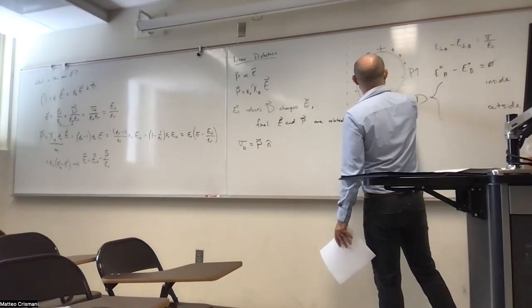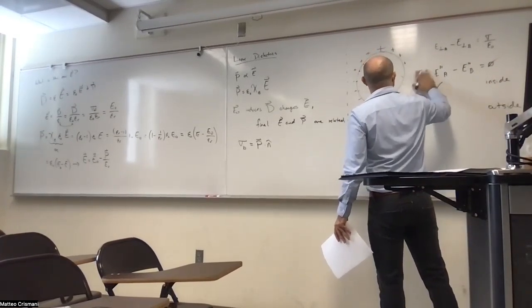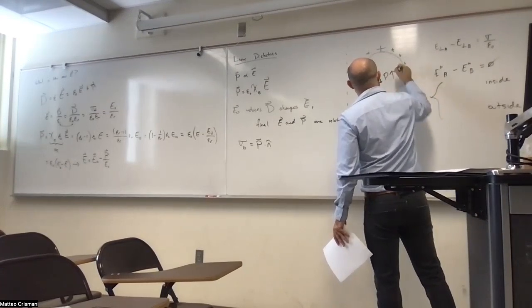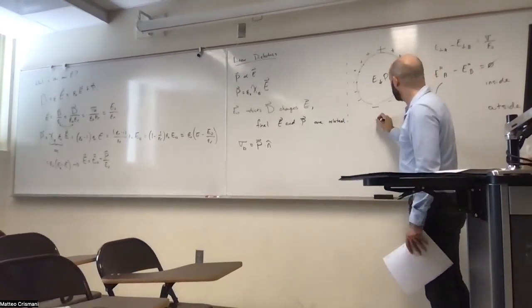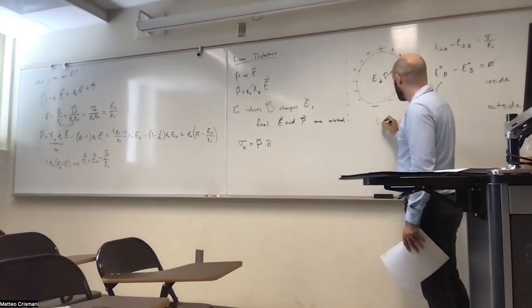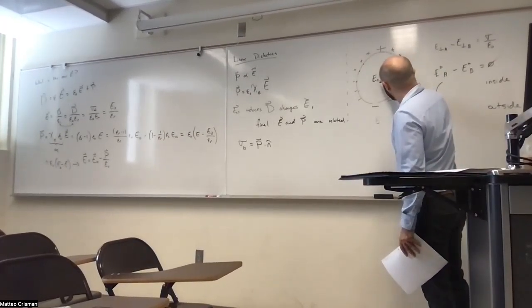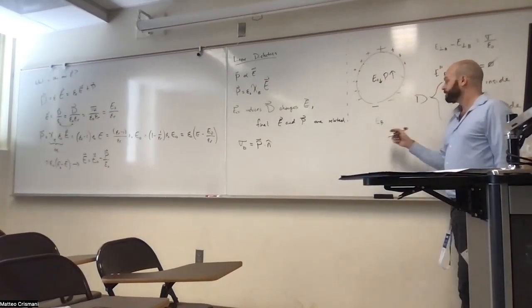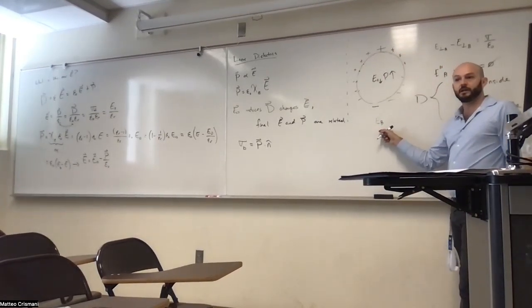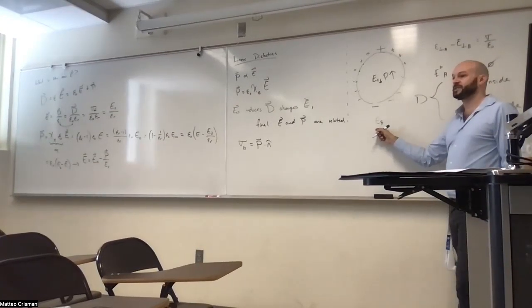Okay, so here's E. Let's do this properly. Here's P. And then we'll assume that outside there is some E2, some other E. Here's EA. Here's EB. Okay. Outside, what's the displacement?